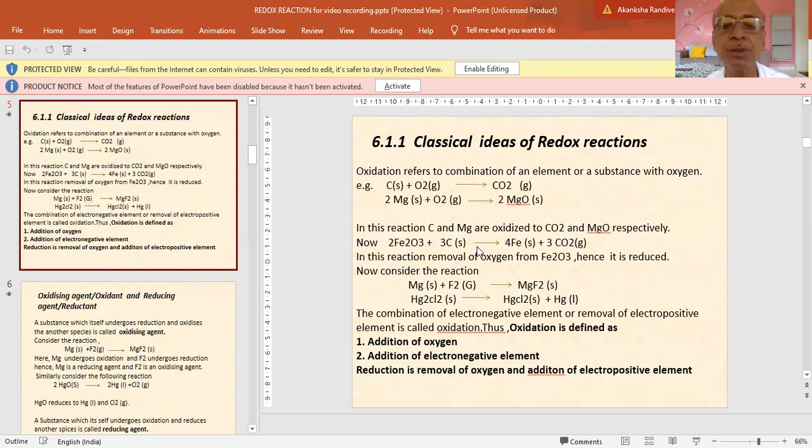Now in this reaction, removal of oxygen from Fe2O3 takes place. And hence Fe2O3 is reduced. So in this reaction, oxygen is removed.